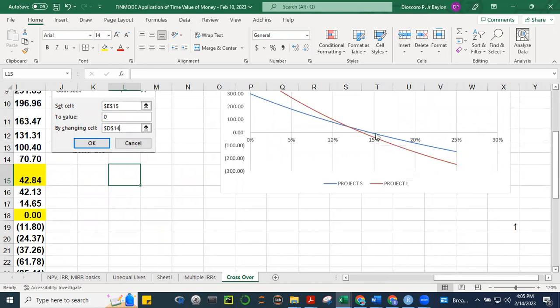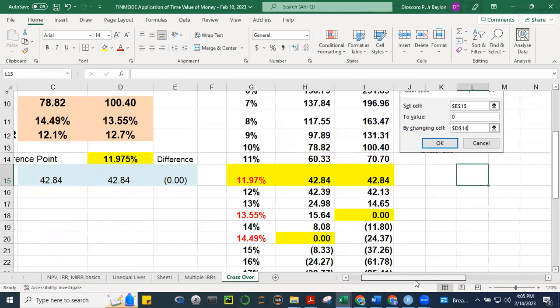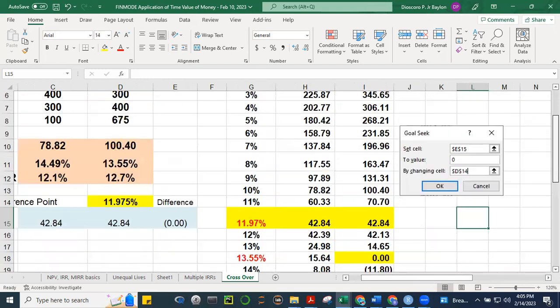which is ito, no? Ito yung 14.49%. Greater than 14.49%, pareho silang negative na. Negative yung NPV.